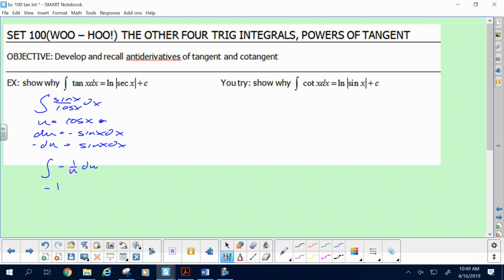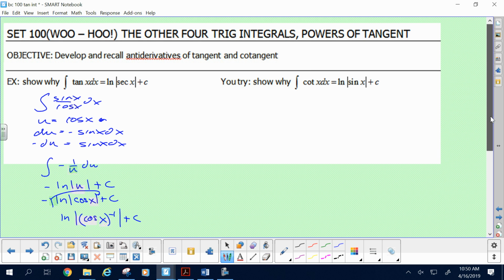Antiderivative, that is negative natural log of absolute value of u plus c, which is negative log of absolute value of cosine plus c. But rather than write it as a negative log of cosine, it's more common that you would call that a negative 1 and use log rules to bring it up so that it's log of cosine to the negative first. Be careful. Is that notation signifying inverse cosine or reciprocal of cosine? Reciprocal of cosine. And so that is where we're coming from, log of secant.